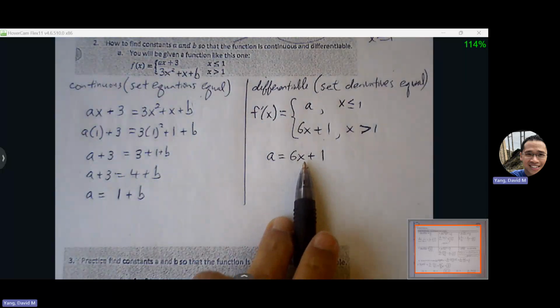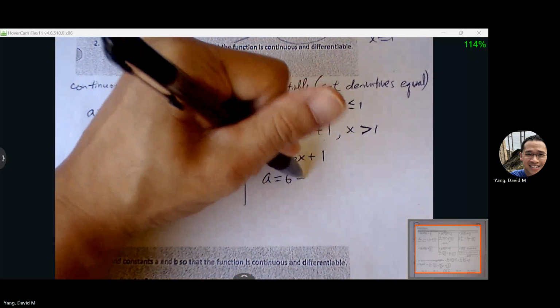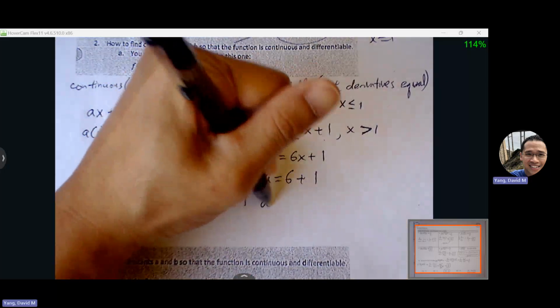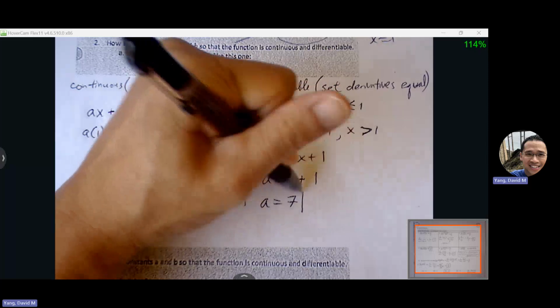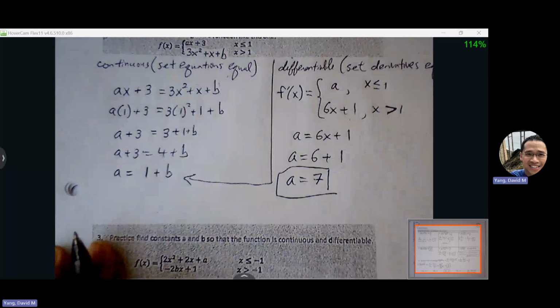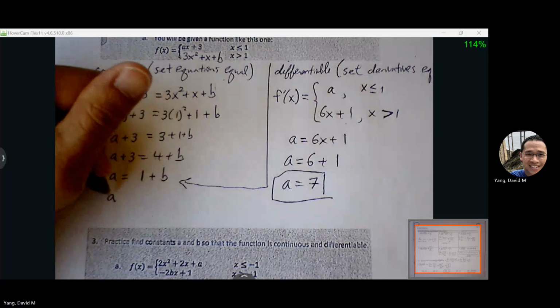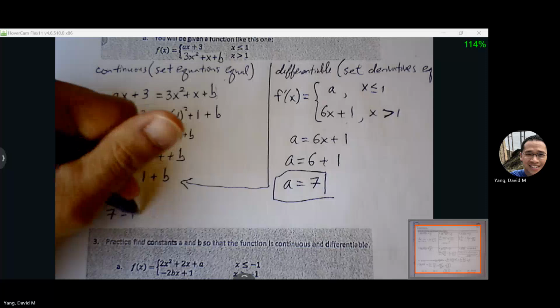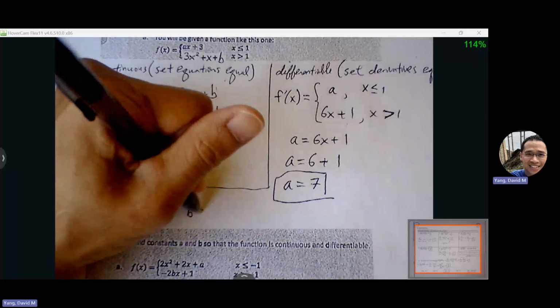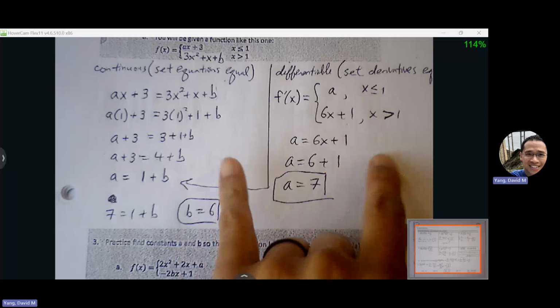What can I replace x with? 1. Yeah. So this is nice because we can just have A already solved. And now I can use this to plug in and solve for the other one. B equals what? 6.